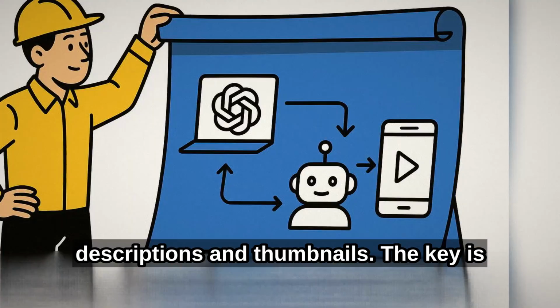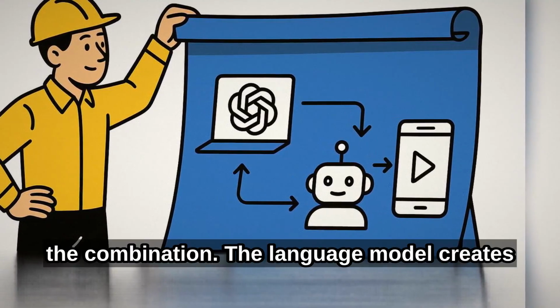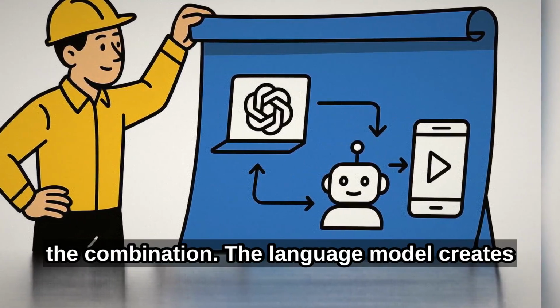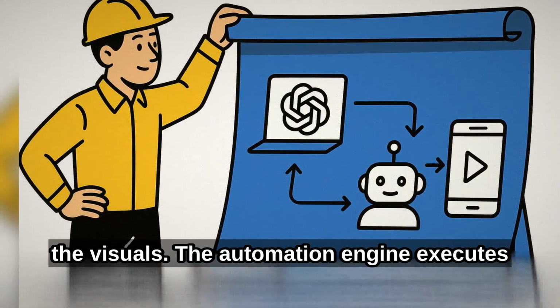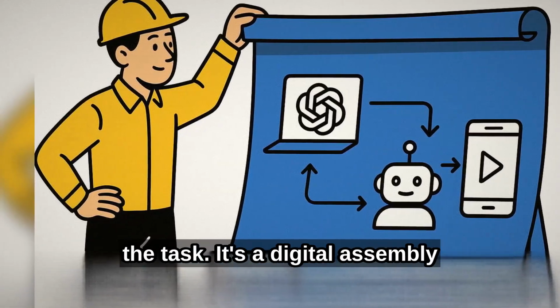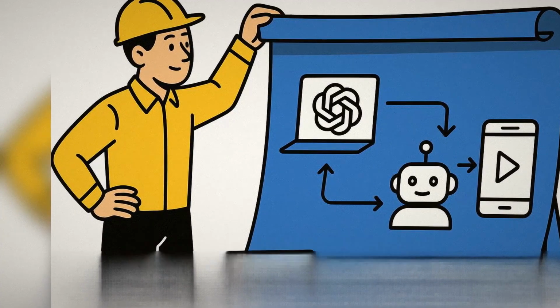The key is to stop thinking about them as separate tools. The power is in the combination. The language model creates the information. The image model creates the visuals. The automation engine executes the task. It's a digital assembly line, and you are the architect.